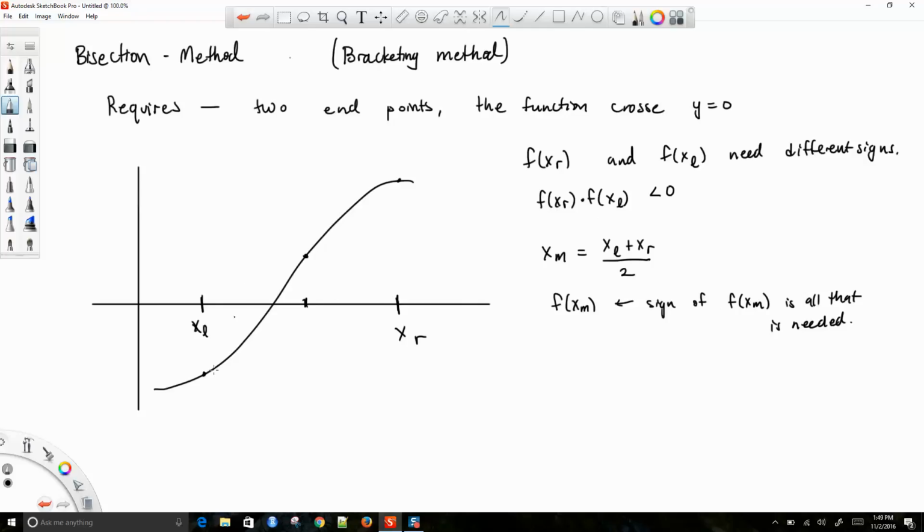So in this case, f of x on the left is negative, this one's negative, this one's positive, and this one's positive, okay? And so what this means is we're going to get rid of the x on the right, and this will now be my new x on the right. Okay, so keep x of L or x of R, keep the one that has a sign different from the midpoint.